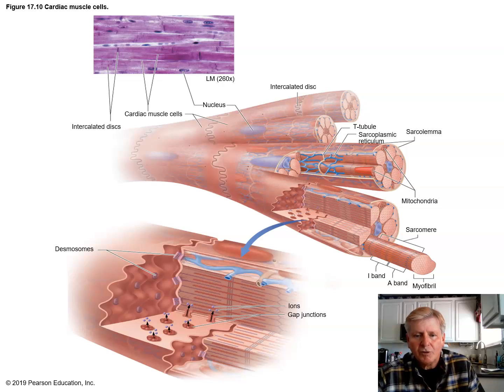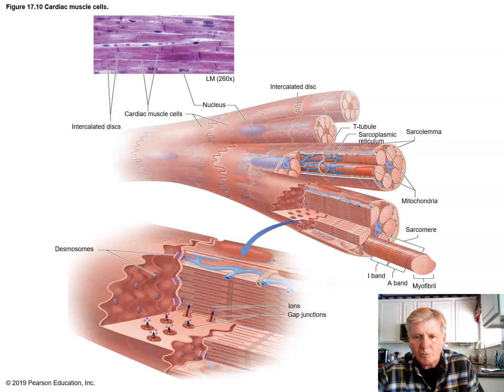Okay, but those intercalated discs are basically the special connection between cardiac muscles that allow the electrolytes to communicate, and that enables the heart to beat as a single unit. The heart is sometimes called a functional syncytium because it acts like a huge multinucleated cell. Because it contracts as a single unit, a single automated unit.